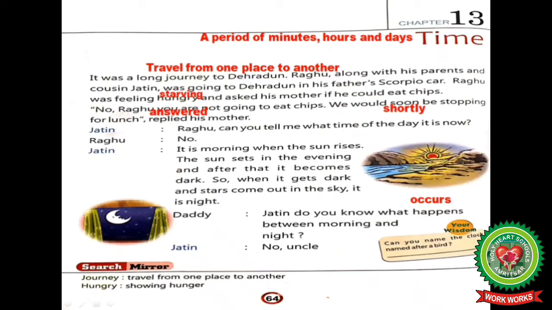Daddy asked, Jatin, do you know what happens between morning and night? Students, underline happens, write down the meaning, occurs. Now Daddy asked Jatin about the time between morning and night. Jatin replied, no uncle. Students, what happens between morning and night? This point I will discuss in the next class.